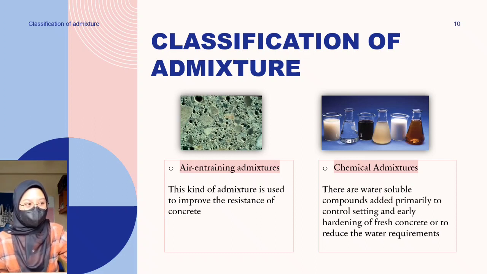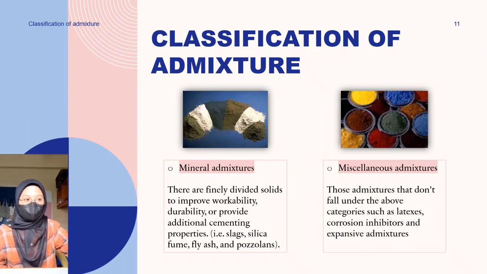These are water-soluble compounds added primarily to control setting and early hardening of fresh concrete or to reduce the water requirements. The third one is mineral admixtures. These are finely divided solids to improve workability, durability, or provide additional cementing properties, for example slags, silica fume, fly ash, and pozzolans. The last one is miscellaneous admixtures. Those are admixtures that don't fall under the above categories, such as latexes, corrosion inhibitors, and expansive admixtures.